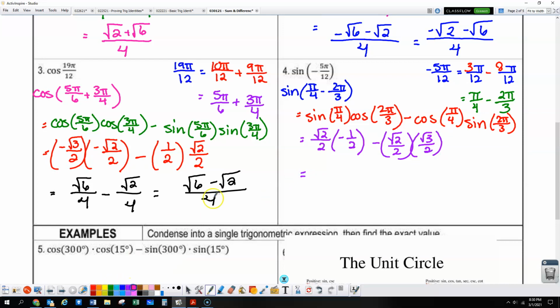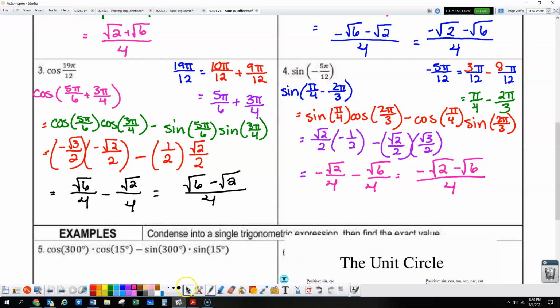All right. Square root of 2 times negative 1 would be negative square root of 2. Then 2 times 2 is 4. Minus square root of 2 times square root of 3 would be square root of 6. And then 2 times 2 is 4. I have a common denominator, so I can combine my numerators. And this is the answer you should get.